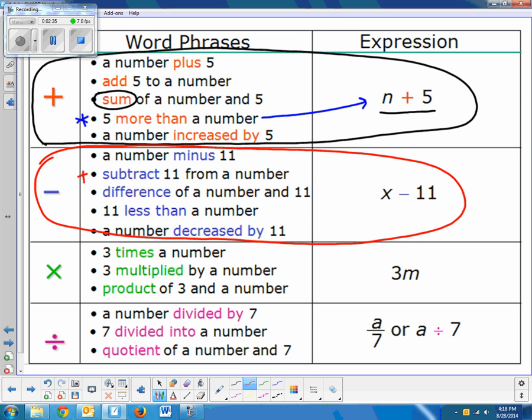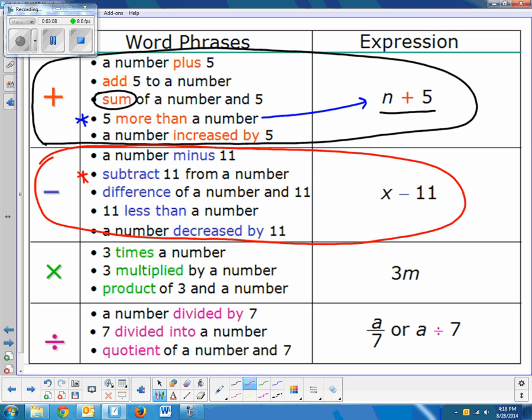Now again, you'll notice that in this sentence structure, the 11 comes first, yet the 11 does not come first in the expression. Subtracting 11 from a number, we're taking some number 12, and we're going to take 11 away from that. We're subtracting 11 from that number. We're going to end up with 1. So that's not 11 minus 12, it's 12 minus 11, which gives us very different results. So you have to be very careful of how the sentence is structured and how that appears as an expression.